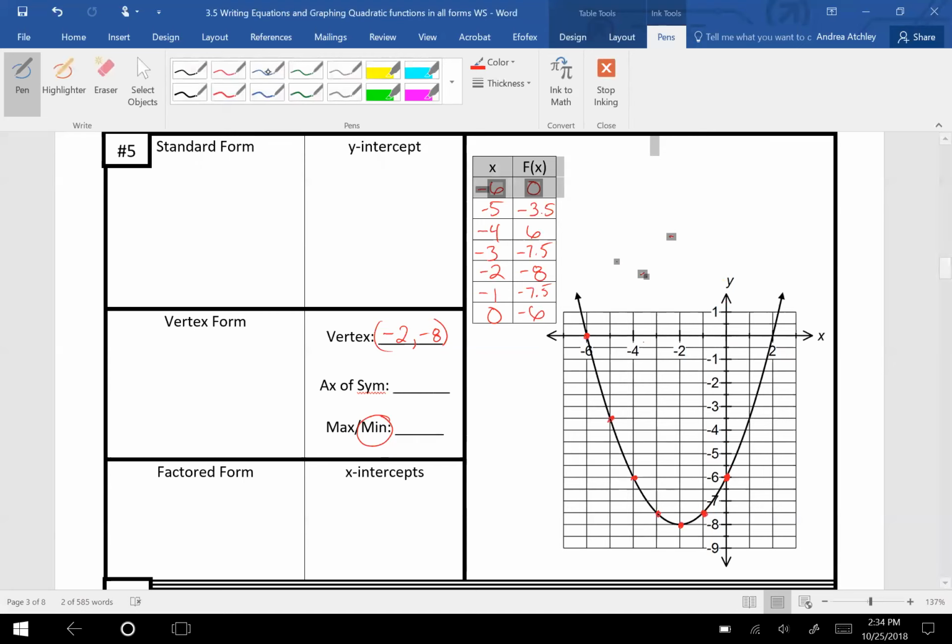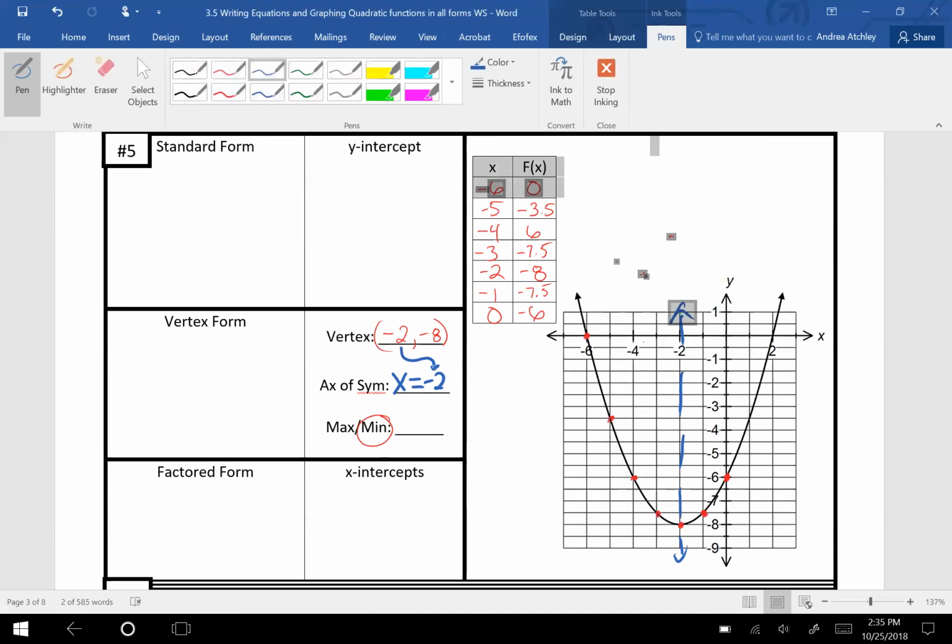I can identify now the axis of symmetry, which is going to go right down the middle here. So that's going to be at x equals -2. And so remember, these two will match because the axis of symmetry always goes through the vertex.